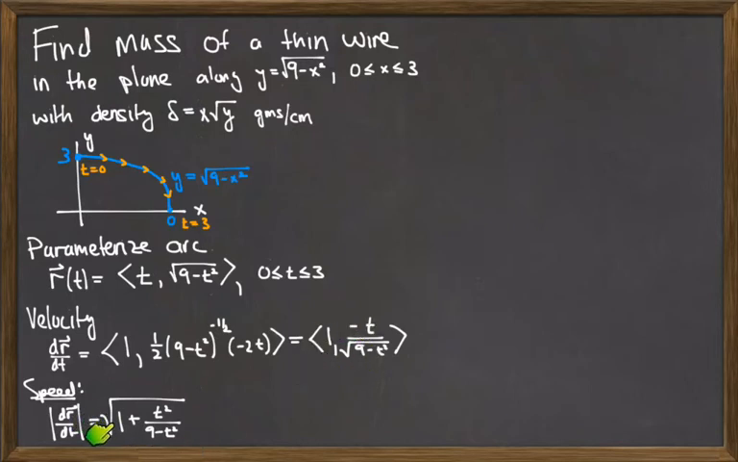If I write 1 as (9 minus t squared) over (9 minus t squared) and find a common denominator here and actually add the expressions together, there'll be some simplification. I'll have 9 over 9 minus t squared. I'll let you do the algebra there to confirm, which is 3 over the square root of 9 minus t squared.